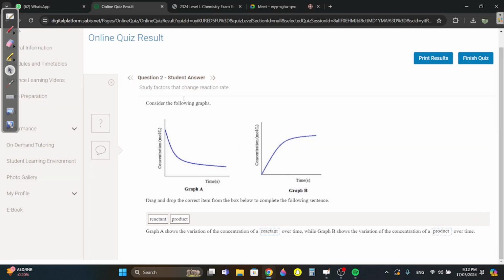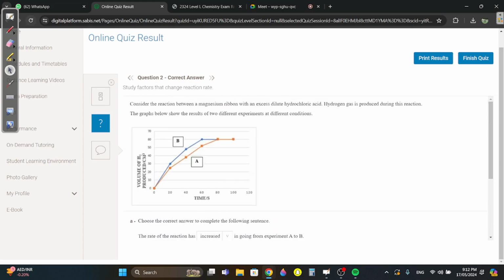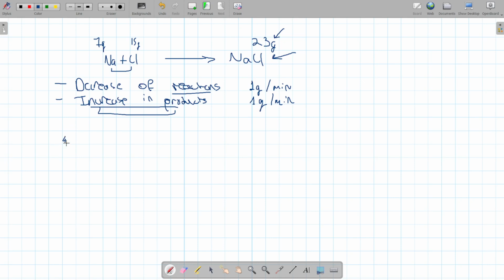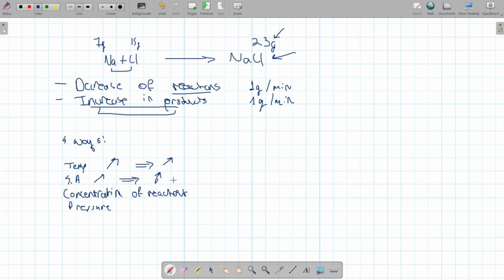Question 2. There are four ways to increase the rate of reaction. The first one is temperature. The second one is surface area. The third one is the concentration of reactants. And the fourth one, I'm not sure if they ask it, but it's pressure. When you increase temperature, there's an increased rate of reaction. When you increase surface area, there's an increased rate of reaction. When you increase the concentration, there's an increased rate of reaction. When you increase pressure, there's an increased rate of reaction.